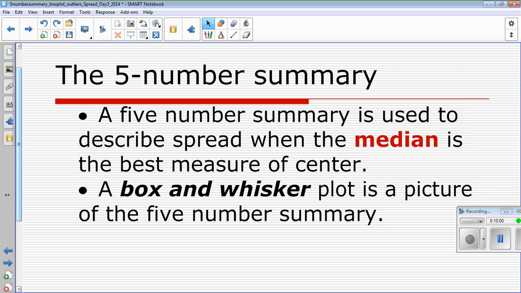So you always want to figure out your shape first, okay? Then you're going to figure out your measure of center, and then you're going to worry about the measure of spread. So when we have a skewed left or right, it doesn't matter. Or if we don't know the shape, sometimes the shape is an unknown entity, median is probably the best.